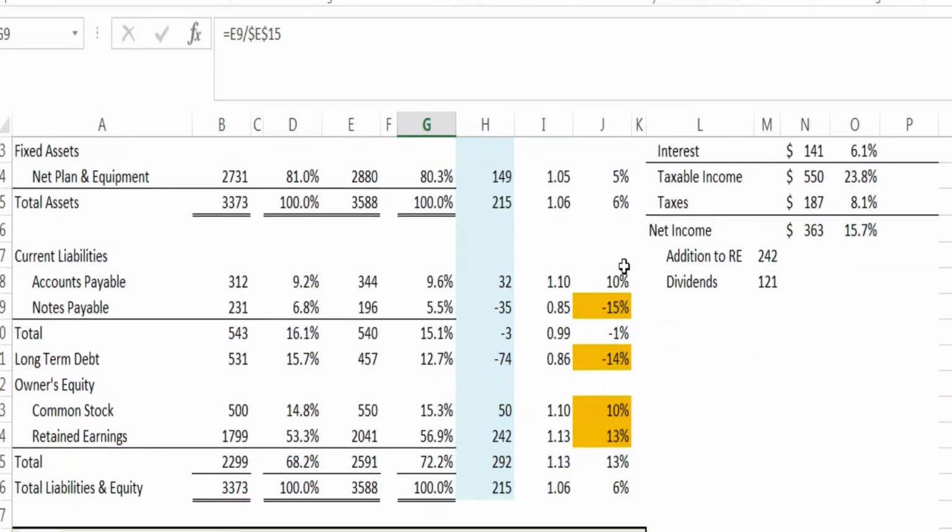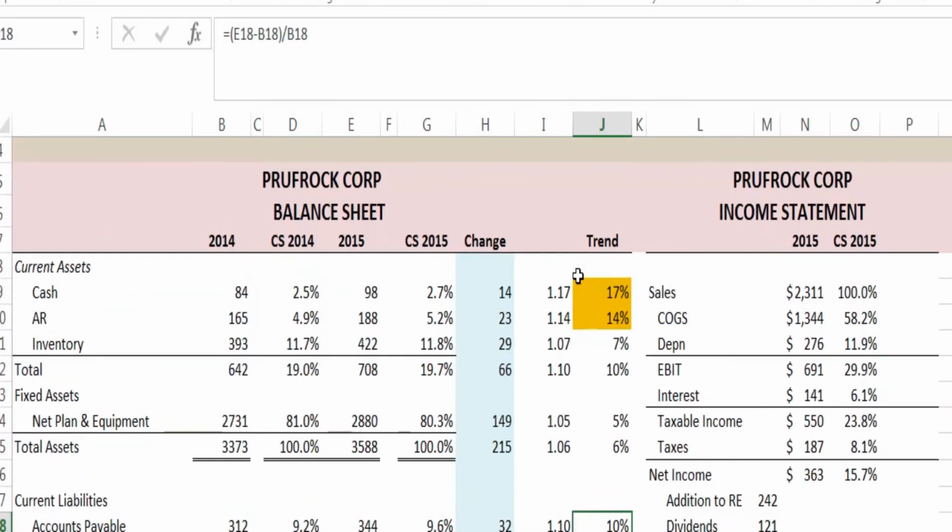As well, you'll see accounts payable went up 10%. It also went up as a percentage of our total liabilities and equity, or total assets, which would be the same thing. Notes payable went down. It also went down from a common size perspective. Long-term debt went down. It also went down from a common size perspective. Common stock went up 10%, but as a common size number, it wasn't that huge of a difference. Retained earnings went up, and it is quite a significant increase year over year. So that's how you would perform a horizontal and a vertical analysis on the balance sheet.